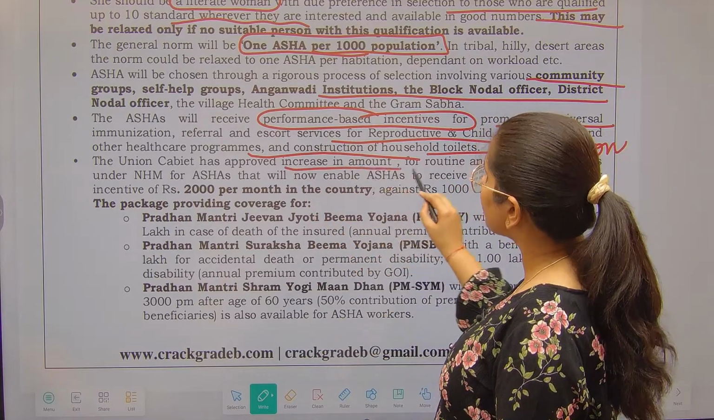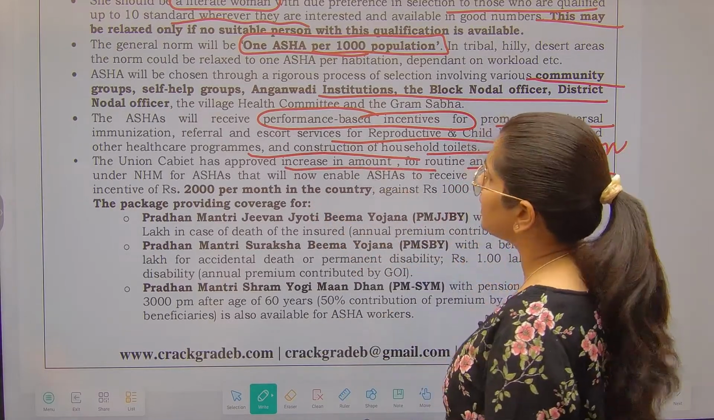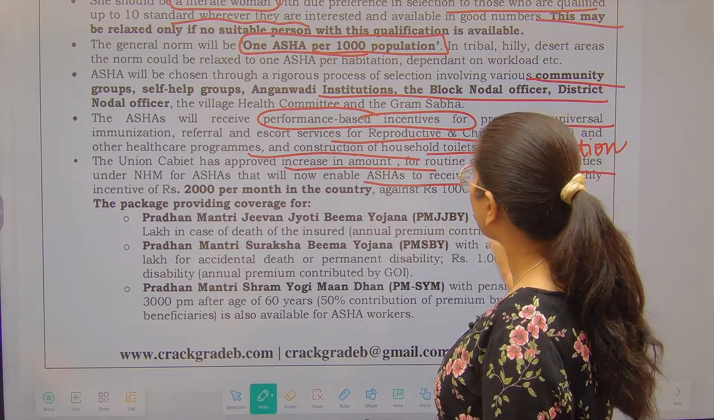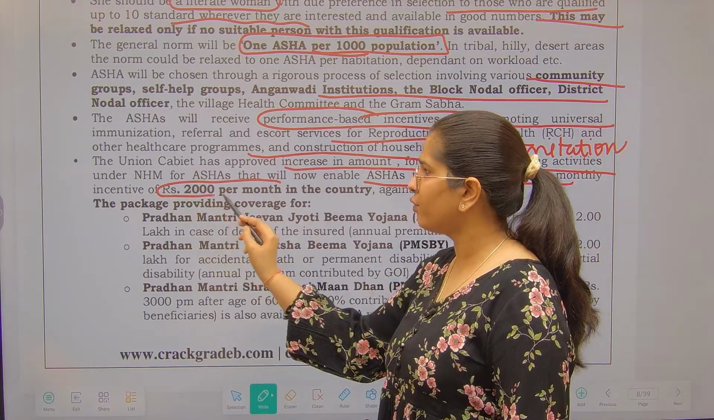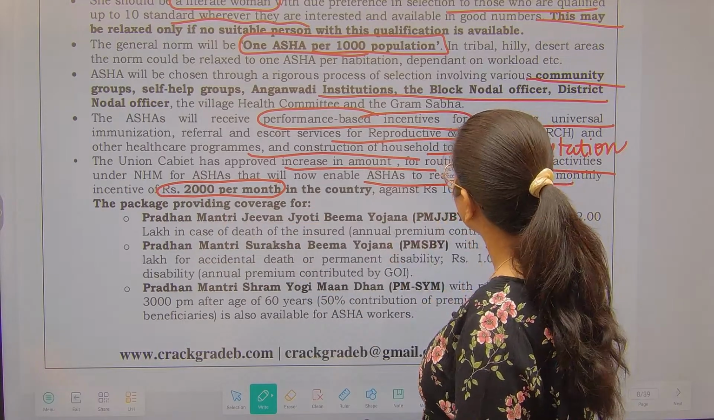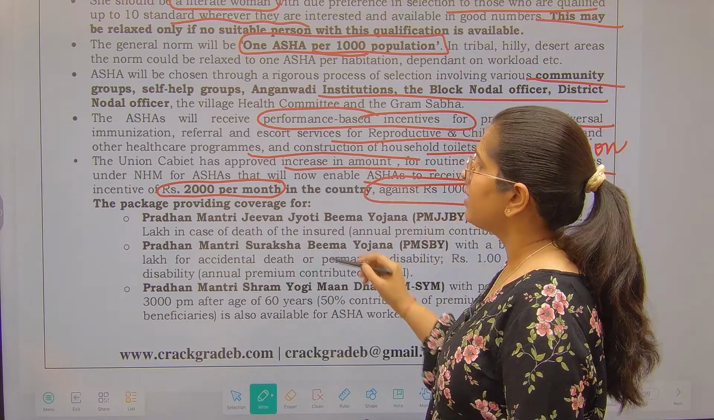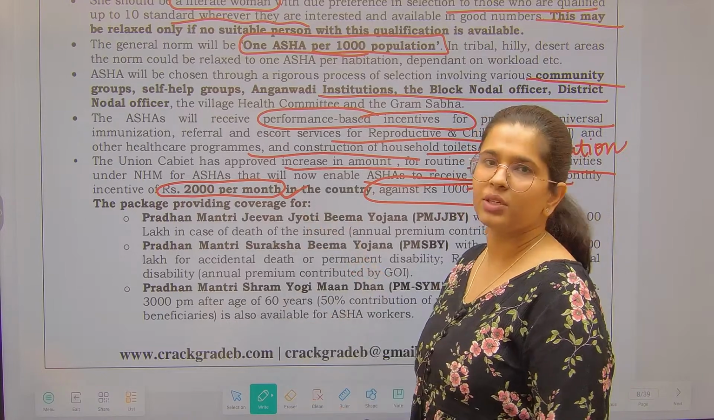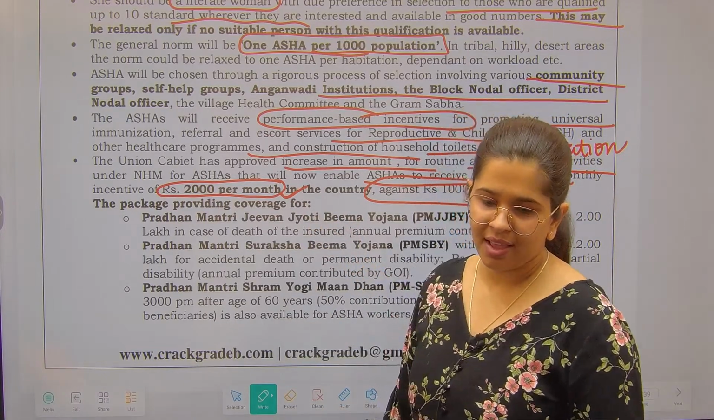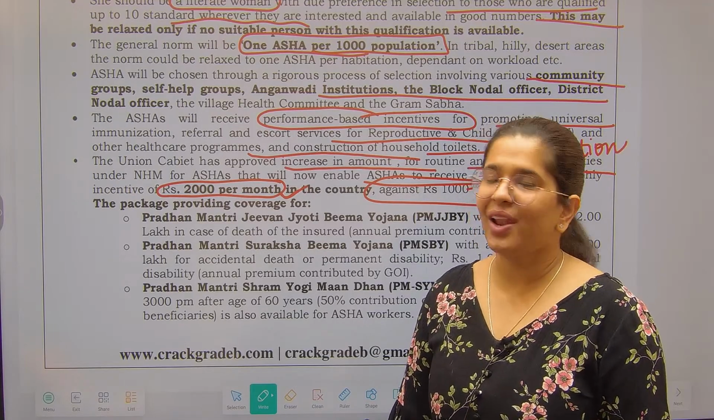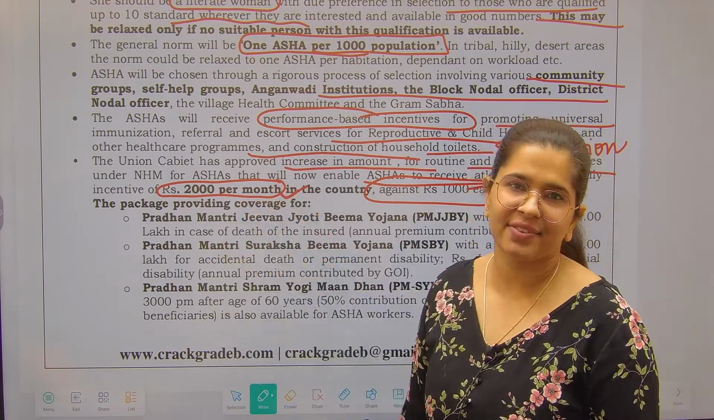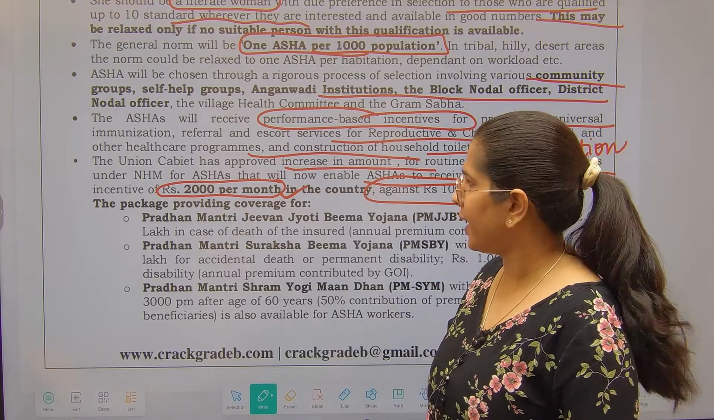Union Cabinet has approved increase in amount for routine and recurring activities that will now enable them to at least fixed monthly installment incentive of 2000 per month in the country against 1000 earlier. Now, 2000 per month. So look at the kind of work they are doing and look at the kind of incentive they are getting. Too inadequate, right?